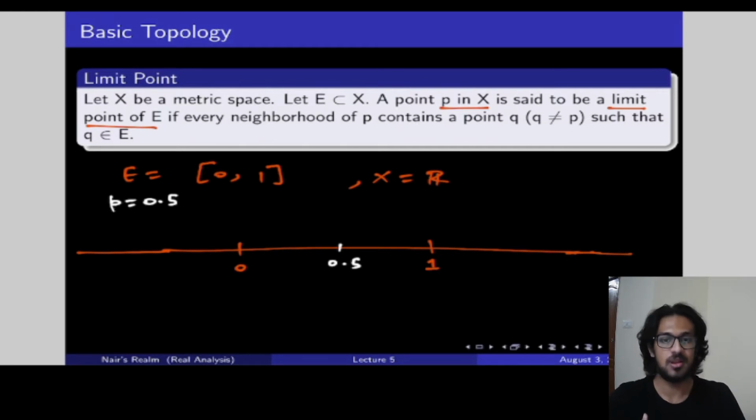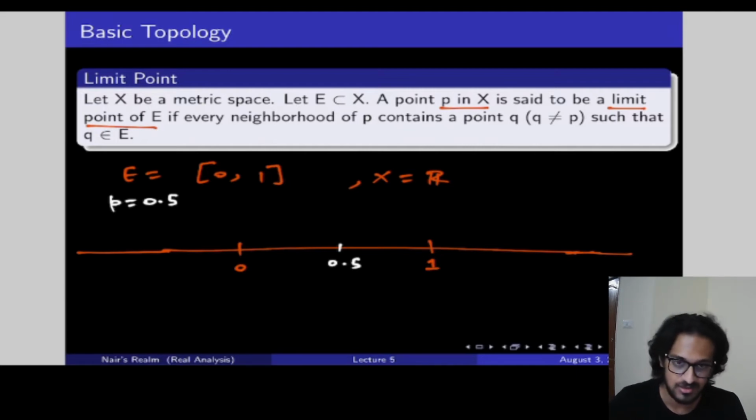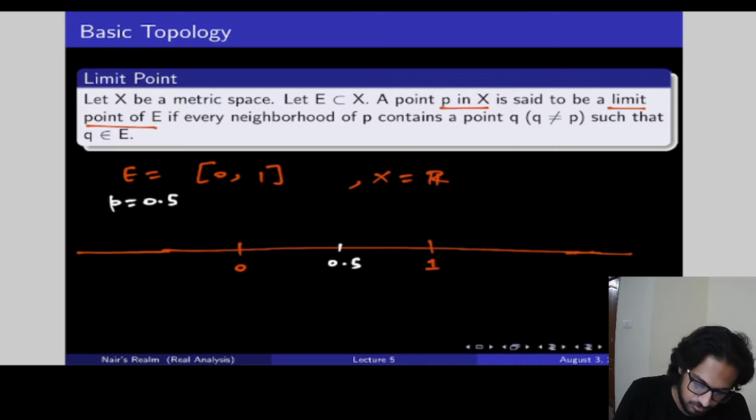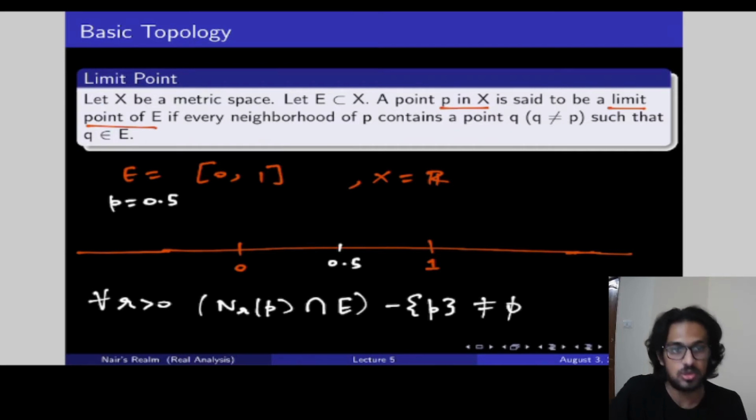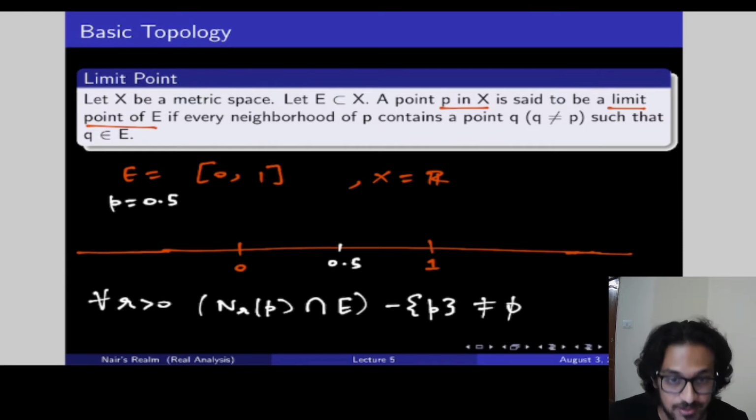So what I'm going to explain now is a very important visualization, another representation of what a limit point is. Essentially what the statement says can be condensed in the following way: for all r greater than 0, N_r(P) intersection E, minus the element P, should not be phi. Phi represents the empty set.